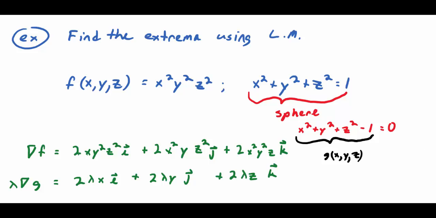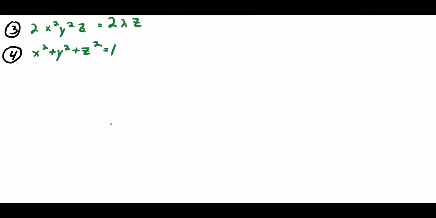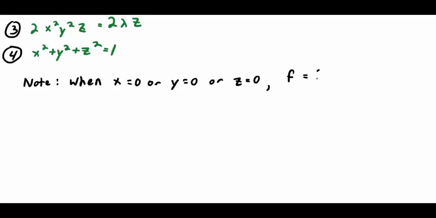Okay? So I'll make a note of that. I mean, that's just an observation. We're not really using Lagrange multipliers to observe that. Note when x equals 0, or y equals 0, or z equals 0, when one of them equals 0, there's an infinite number of critical points, right? Because the other two don't have to equal 0. I'll say, comma, f equals 0, which is the minimum.